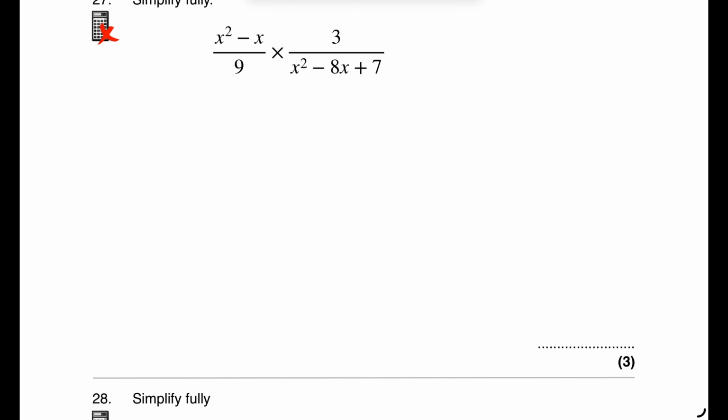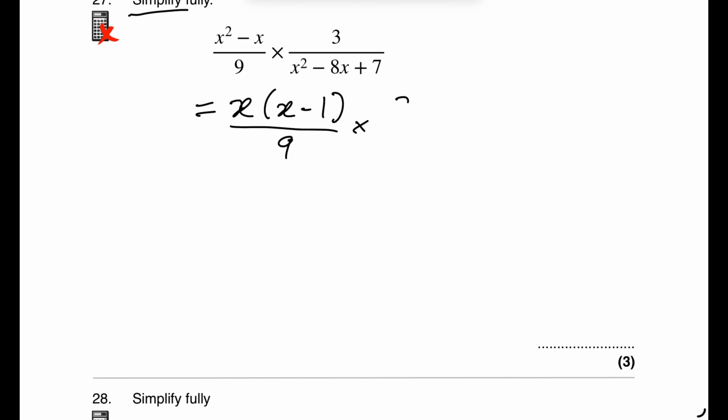Okay, so we are multiplying here and we need to simplify fully. For multiplying, it doesn't matter what order we do things. However, what we should do is factorise everything before we get started. So x squared minus x. There's a common term there of x, so I can factor that out of my bracket. There we go. And then our denominator of 9 has not changed.